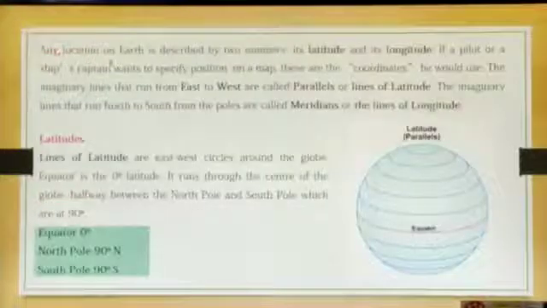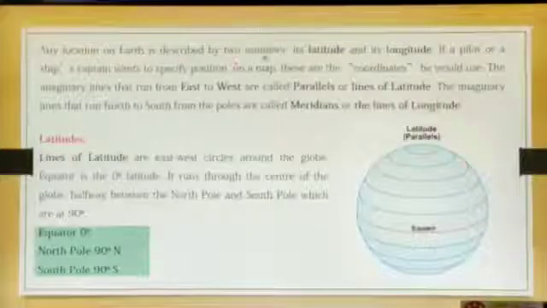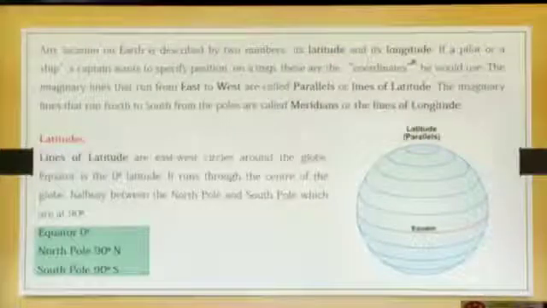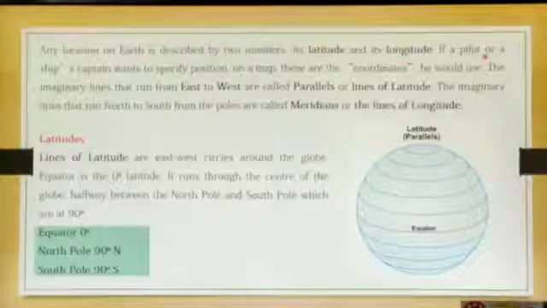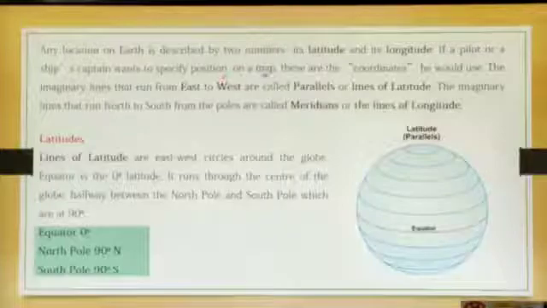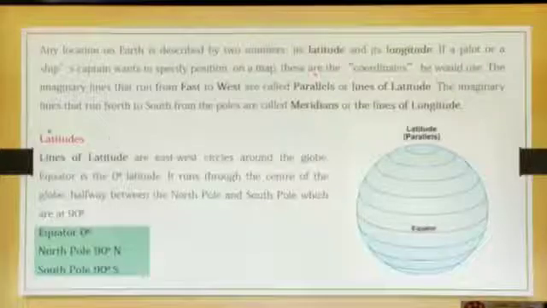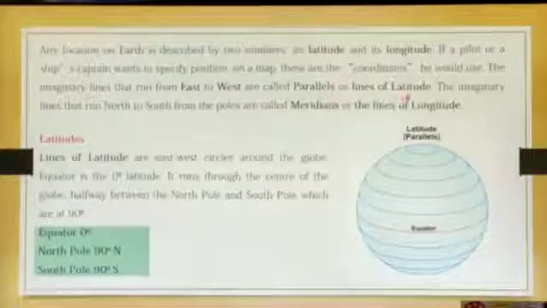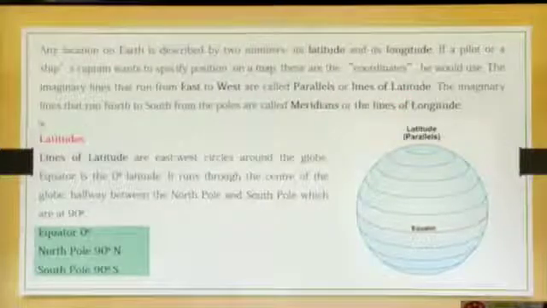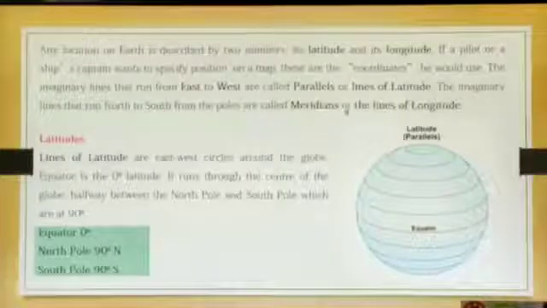Any location on Earth is described by two numbers, its latitude and its longitude. If a pilot or a ship's captain wants to specify position on a map, these are the coordinates he would use. The imaginary lines that run from east to west are called parallels or lines of latitude, and the imaginary lines that run north to south from the poles are called meridians or the lines of longitude.